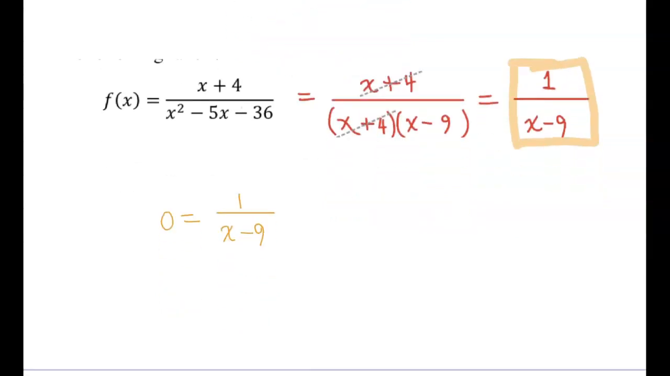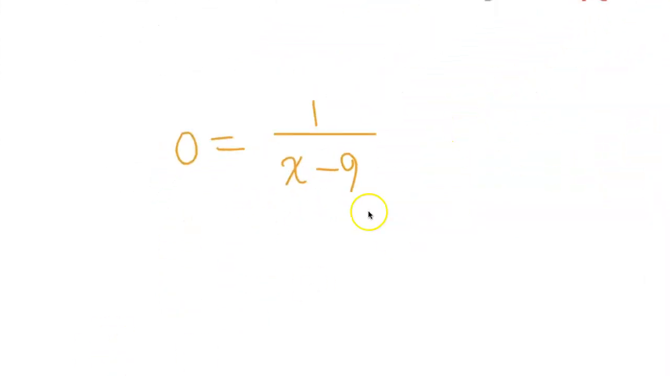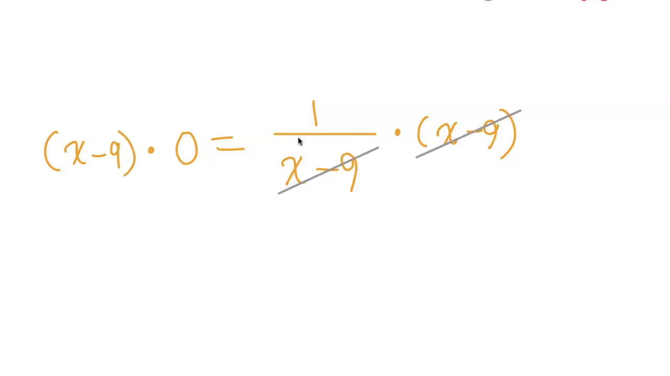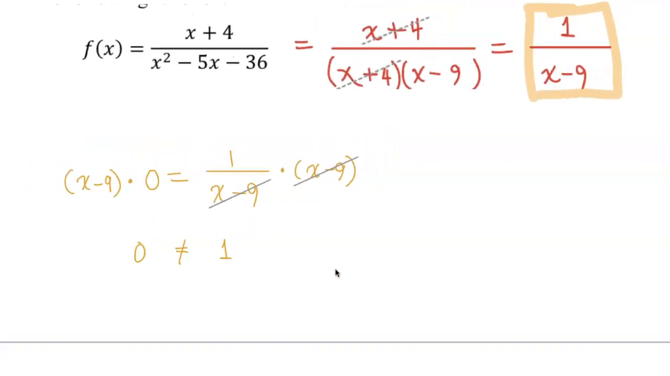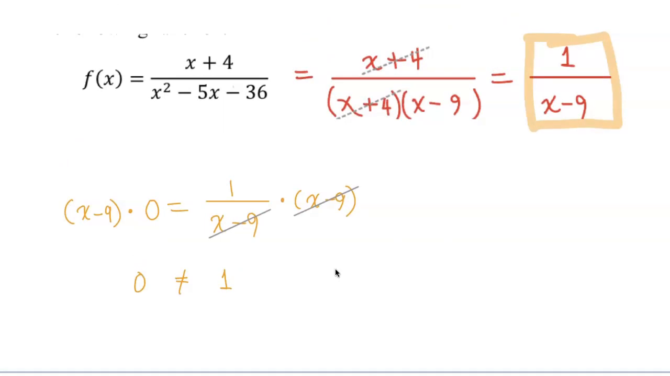Take a look. To get rid of this fraction format, I can multiply both sides by x minus 9. So what will happen to this x minus 9 on this side? That cancels out. Now watch this. We have 1 left on the right side. Come straight down. But anything times 0 is 0. Is 0 equal to 1? No, it's not. So this orange work just told me that this function will never be equal to 0. The function value will never be equal to 0.